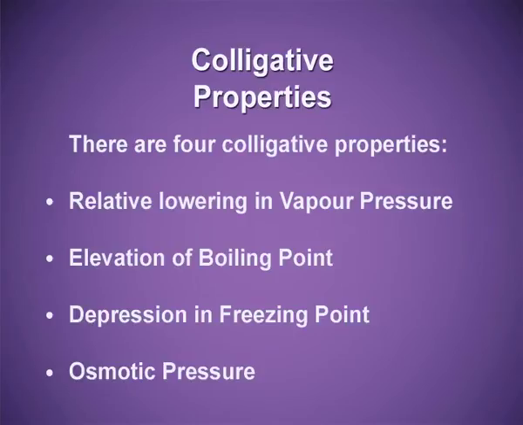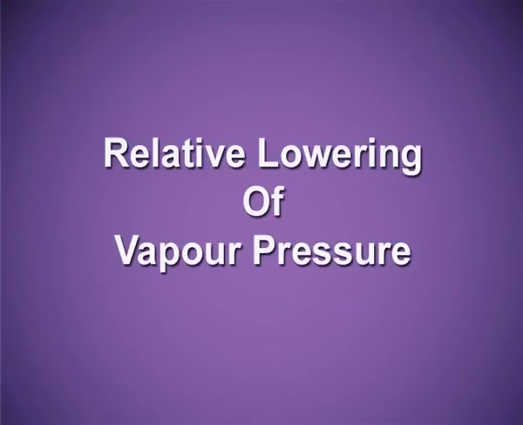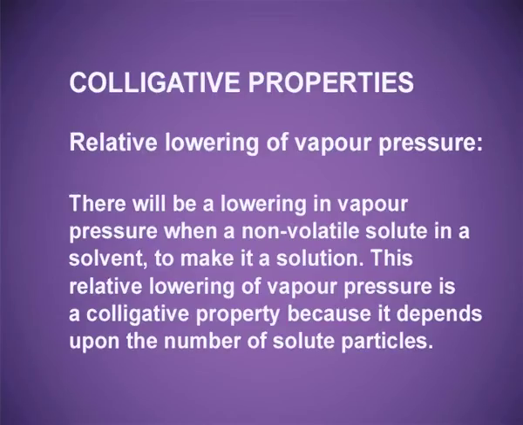The first colligative property is relative lowering of vapor pressure. Just now in the beginning I explained that there will be a lowering in the vapor pressure when I mix a non-volatile solute in a solvent to make a solution. This relative lowering of vapor pressure is a colligative property because it depends upon the number of solute particles. The more the solute particles, the more their concentration, the more the molarity, the more will be the lowering in the vapor pressure.